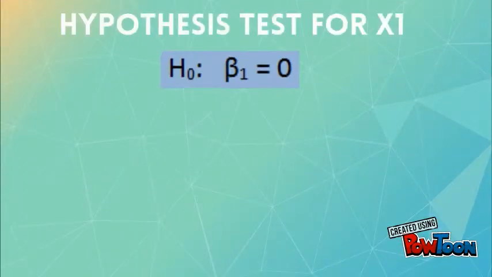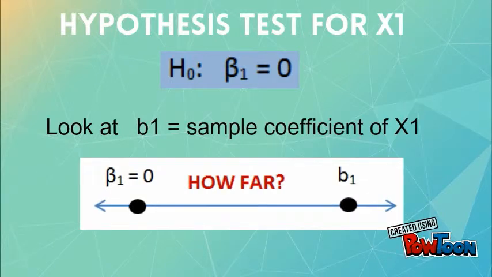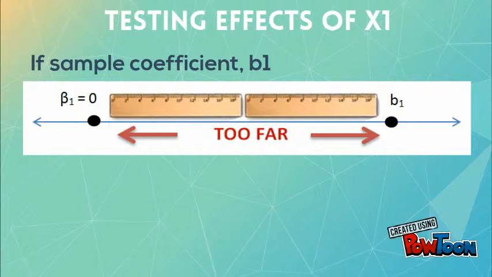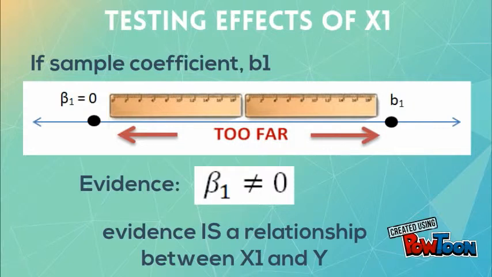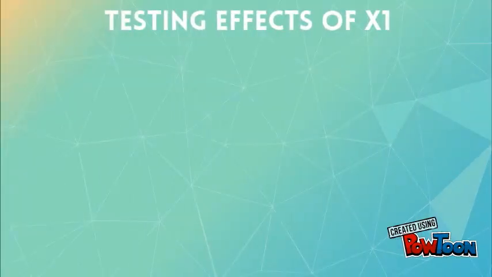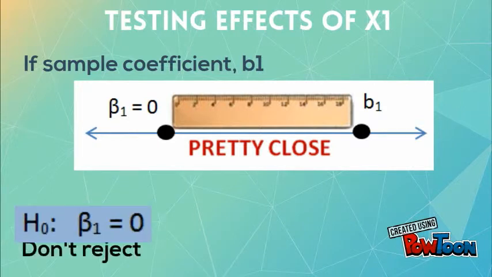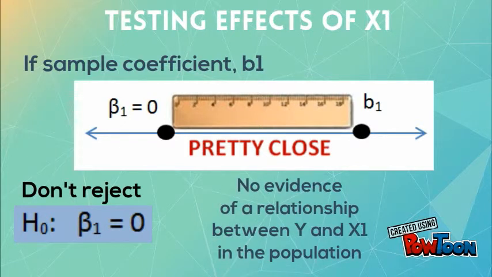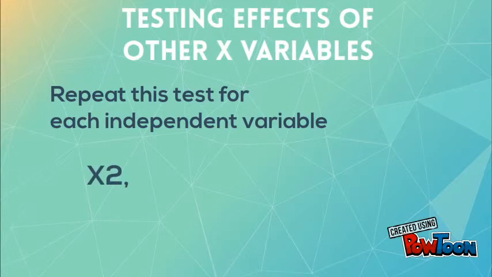To test this hypothesis, we look at b1, the sample coefficient for x1, and see how far away b1 is from 0. If b1 is too far away from 0, we have evidence that beta 1 is not equal to 0, and that there is a relationship between x1 and y. However, if b1 is fairly close to 0 statistically speaking, we conclude that the population slope beta 1 could be equal to 0, and so there is no evidence of a relationship between y and x1. This test is then repeated for each of the independent variables x2, x3, x4, etc.